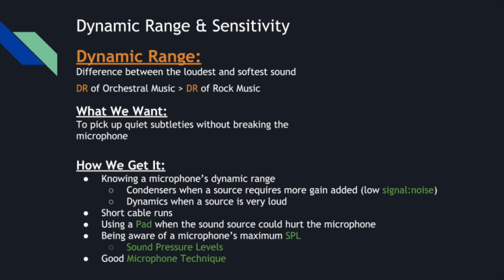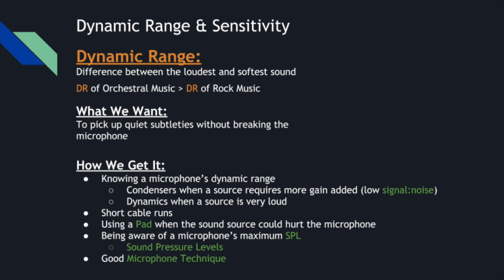If you have short cable runs, you avoid all of the noise that cables can introduce to your system. Cables can work like antennas sometimes and pick up electromagnetic interference from lights, from being run near power cables, from being near other electronics. They can pick up hum and buzz. So the shorter your cables, the less noise you're going to introduce into your system.